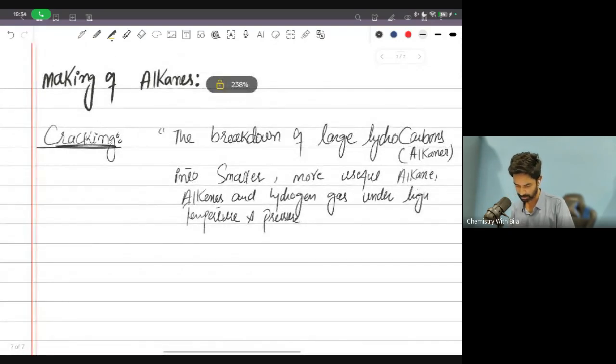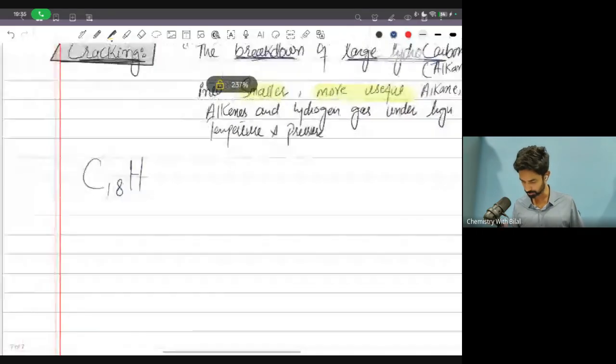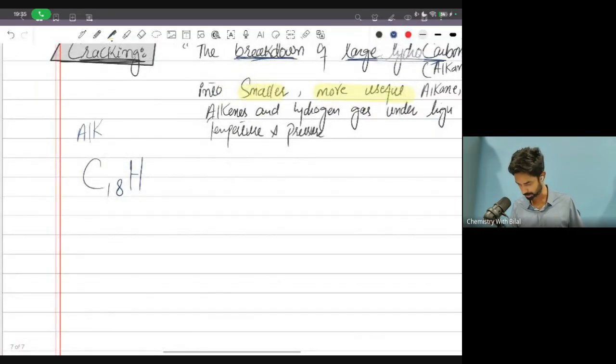भाई क्रैकिंग क्या होती है? सिंपल क्रैकिंग वर्ड से ही आपको पता चल रहा है ना. It is the breakdown. किस चीज की ब्रेकडाउन? लार्ज चेन हाइड्रोकार्बन इनटू स्मॉलर मोर यूजफुल. क्योंकि मैंने अभी आपको कल बताया था जैसे ही कार्बन चेन बढ़ेगी, मुझे बताओ I have 2 hydrocarbons. Please look at this. I have 2 carbons. पहले तो मुझे बताओ if this is alkane, how many hydrogen should I attach with this C18 if this is alkane?